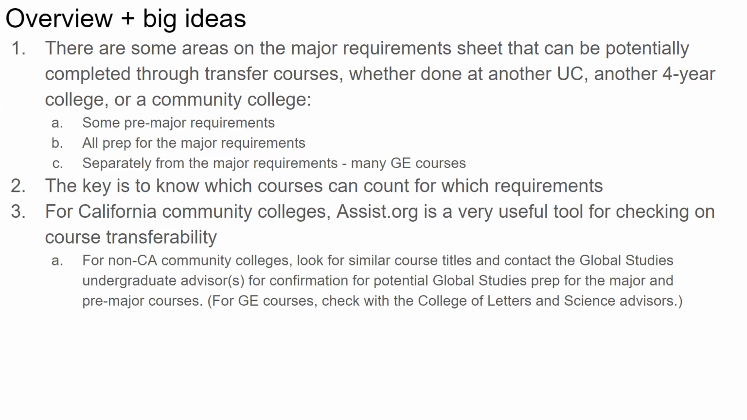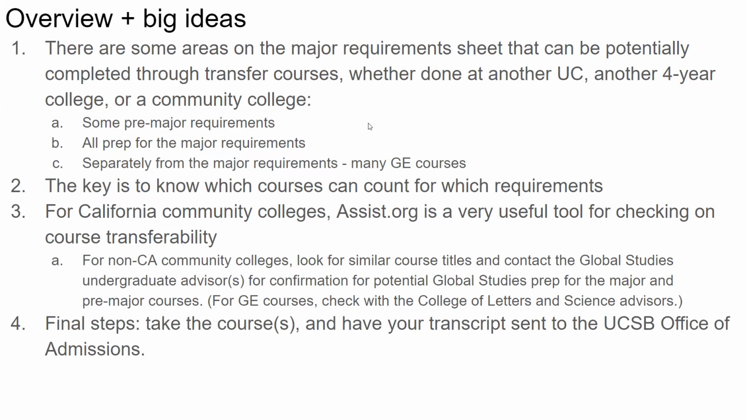If you have questions about GE courses, just know you're going to want to check with the College of Letters and Science advisors instead. And then for the final steps, you will take the courses, and you will have your transcript sent to the UCSB Office of Admissions.